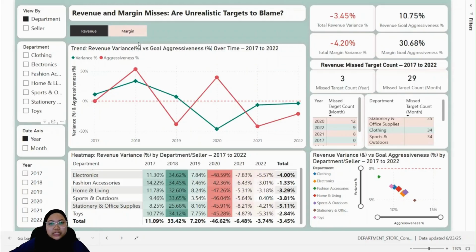Good evening, I'm Noor Ashikin, and this is the dashboard I've prepared to explore the fourth business problem: what patterns exist in missed revenue and margin goals, and are they the result of unrealistic or misaligned targets?